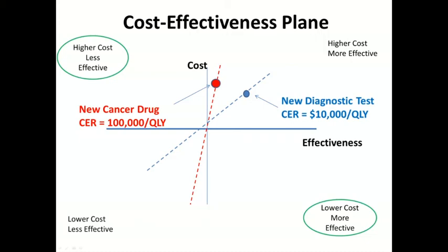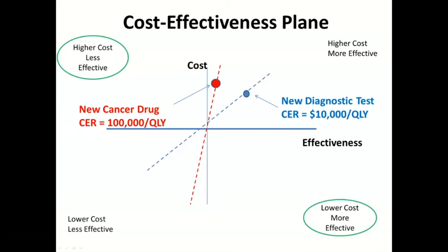So when we look at this plane, there are things up in the northwest corner that are high cost and less effective. Those are no-brainers. We don't want to use those. And then in the southeast corner, we have things that cost less and are more effective. Those are the things we really want. But most of the time, it's a trade-off where we pay more to get more effectiveness. And that's shown with those two cases up there in the northeast quadrant. And so we can consider trade-offs.